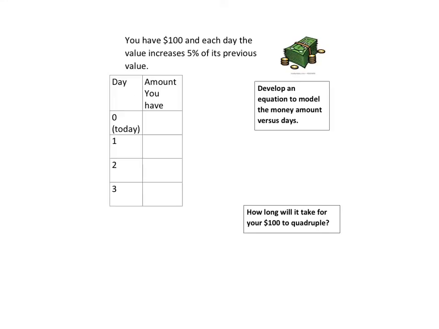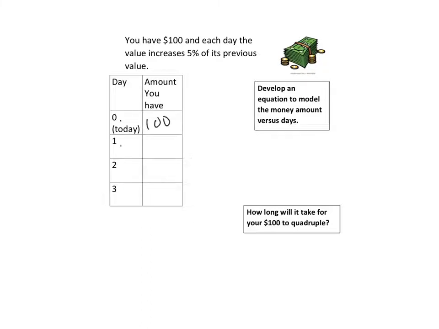So in this lesson, we're going to be dealing with word problems involving exponential equations. In this word problem, you have $100 initially, and each day that amount is going to increase by 5% of its previous value. So let's have a look at the numbers and what happens to the amount after certain days pass by. On day 0, you have $100.